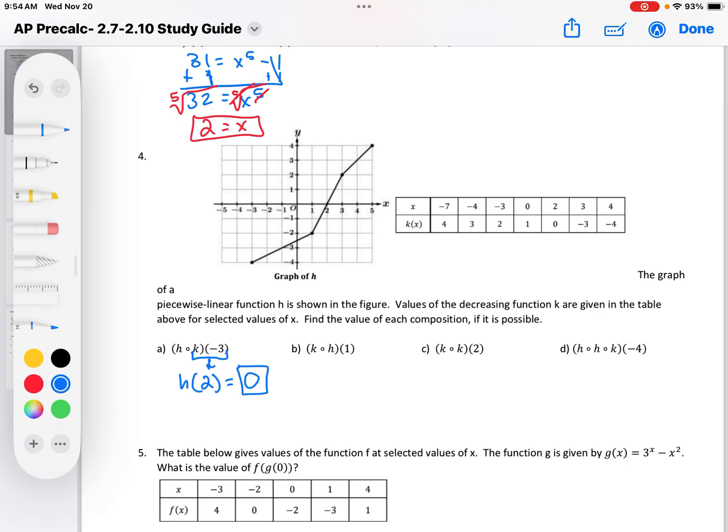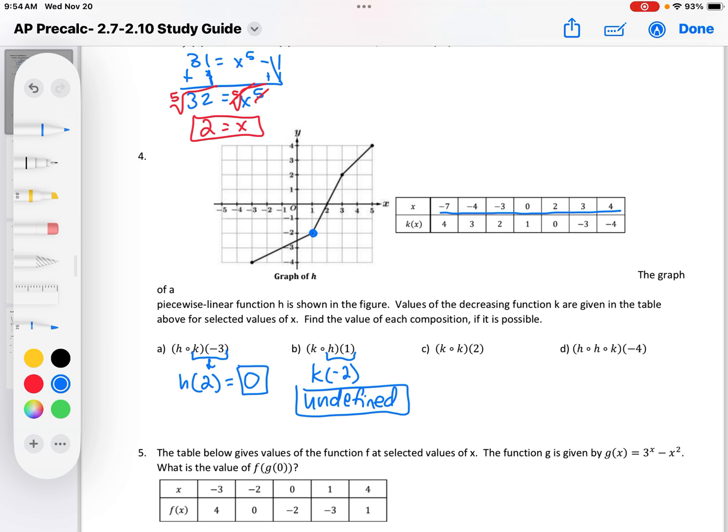On the next problem, we're asked to find k of h of 1, so I find h of 1. H of 1, I use the graph. When x is 1, my output is 2. So then I find k of negative 2. Well, if you look at your inputs on the k function, there is no input of negative 2, so this is undefined.